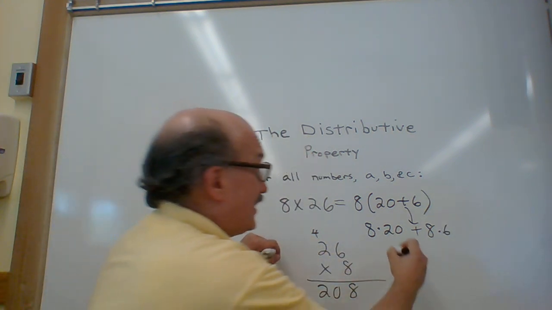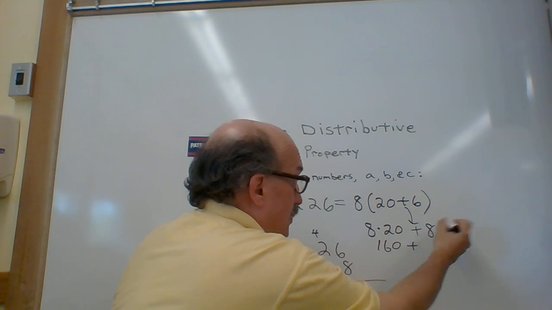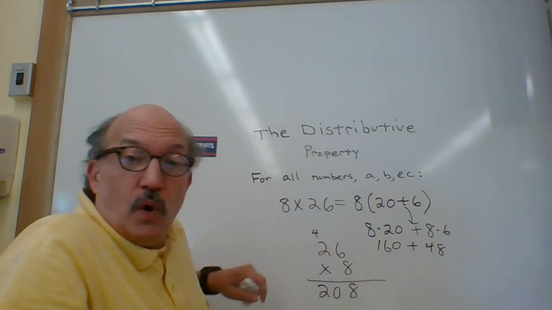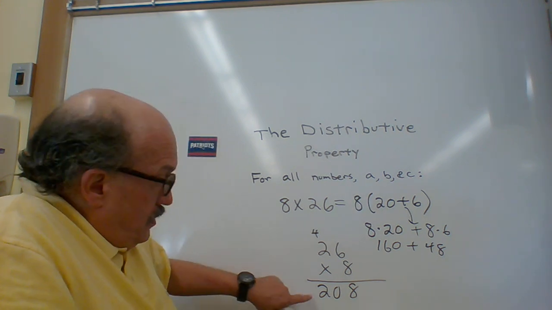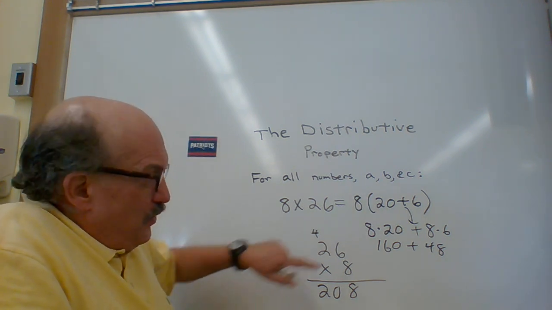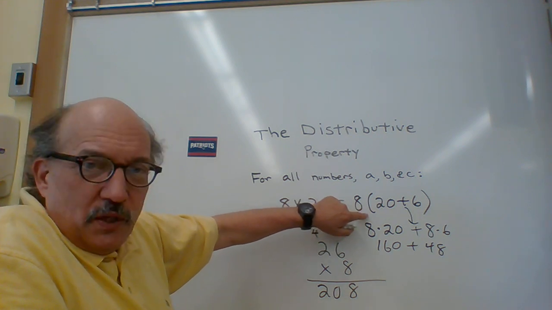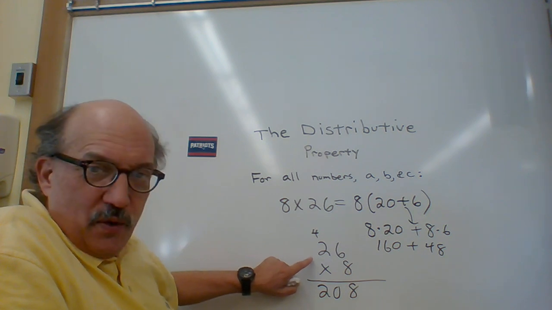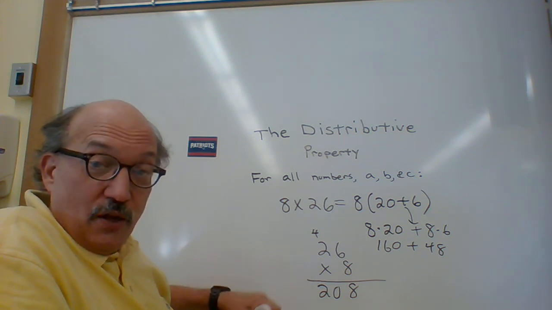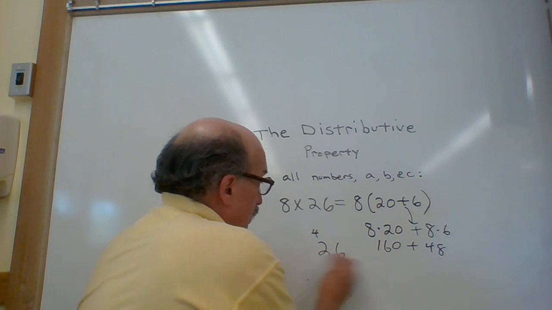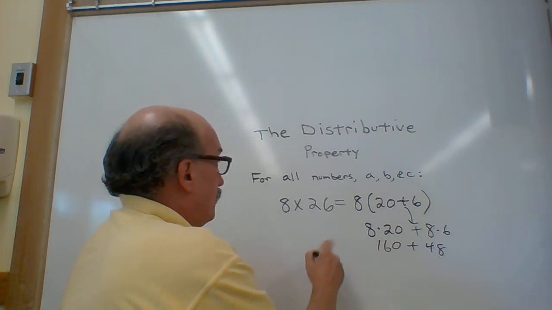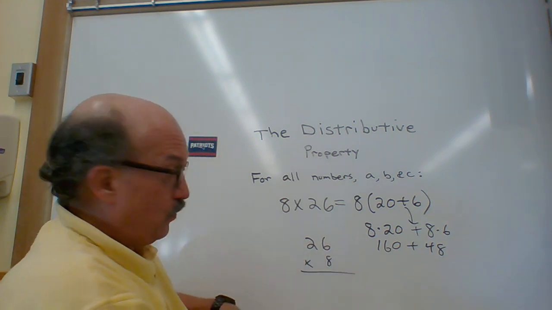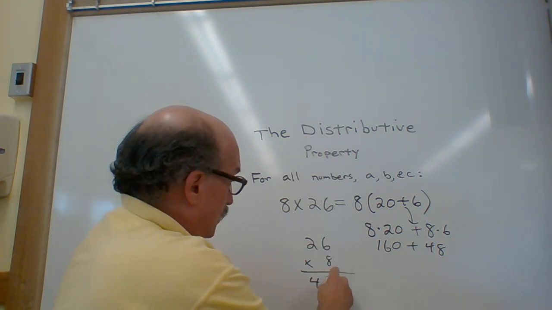8 times 20 is 160, plus 8 times 6 is 48. And guess what 160 plus 48 is? 208. So what I like to say is, this is what's really going on. The distributive property is what's really going on in the standard algorithm. We could have redone this standard algorithm. You know, we're taught to put down the 8 and carry the 4, but how about if we do 8 times 6 is 48?